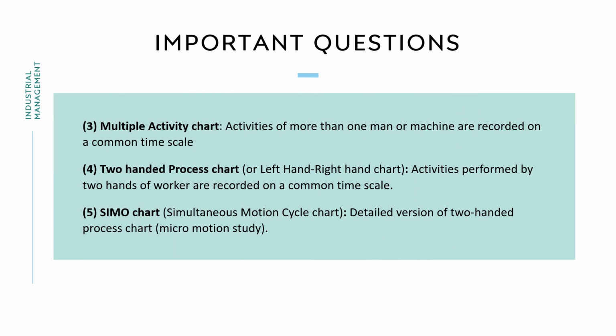3. Multiple activity chart. Activities of more than one man or machine are recorded on a common time scale. 4. Two-handed process chart, or left-hand right-hand chart. Activities performed by the 2 hands of a worker are recorded on a common time scale. 5. SIMO chart, simultaneous motion cycle chart. A detailed version of the two-handed process chart, used in micro motion study.